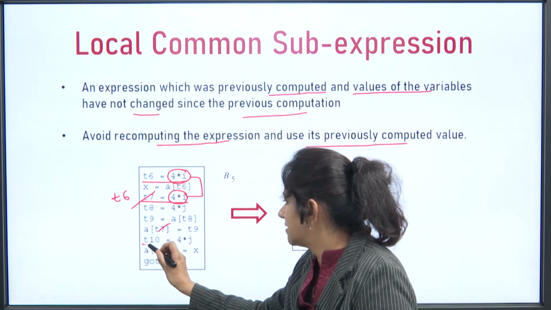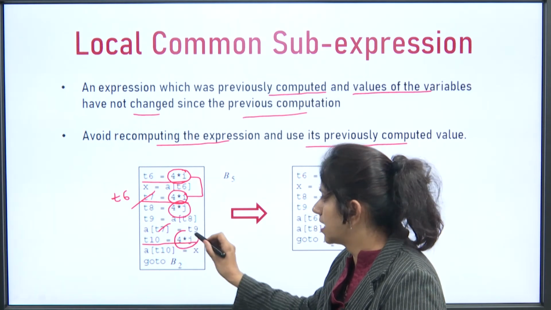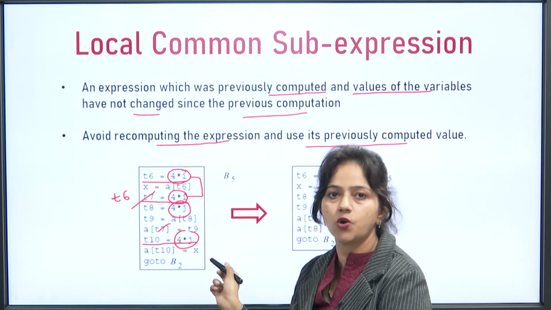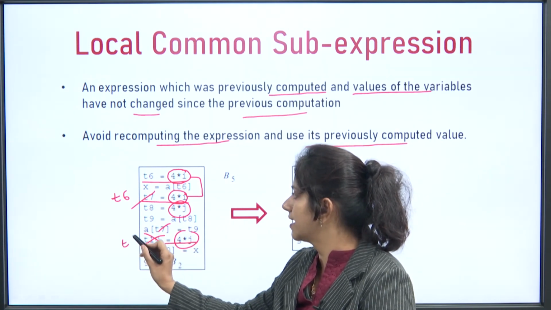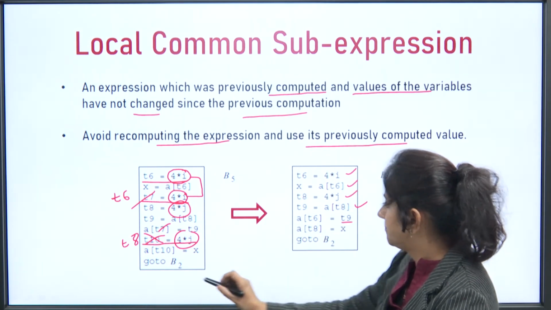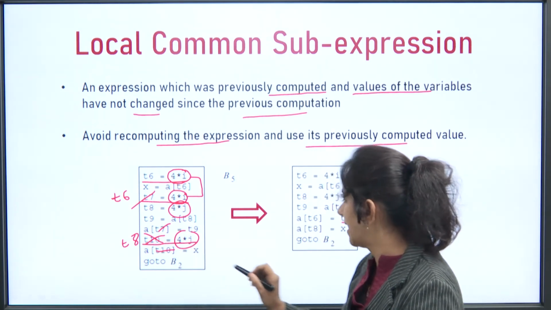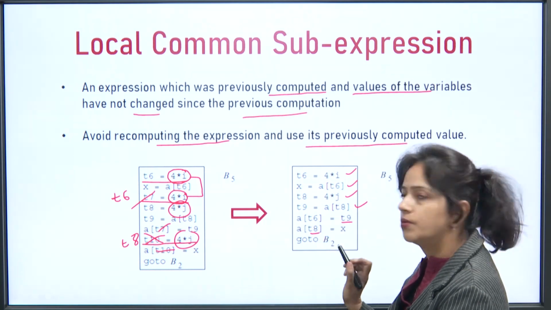Now T10 is equal to 4j. Again this is 4j and this is 4j, and in between the value of j is not changed. So again we can eliminate this, and wherever T10 is there we can write T8. So here in place of T10 we can write a at T8 is equal to x, go to B2.